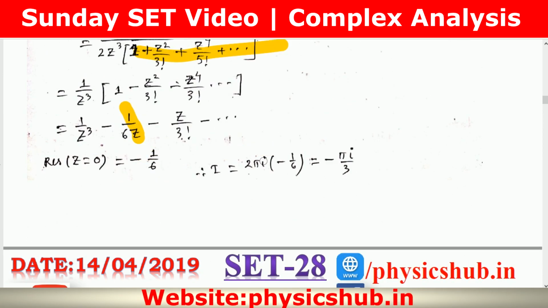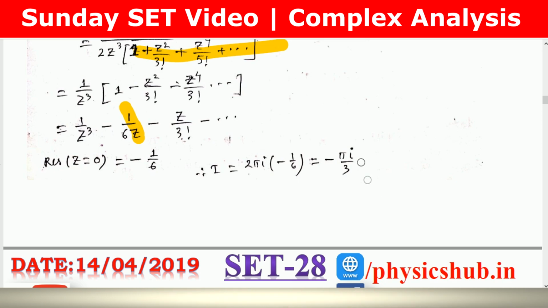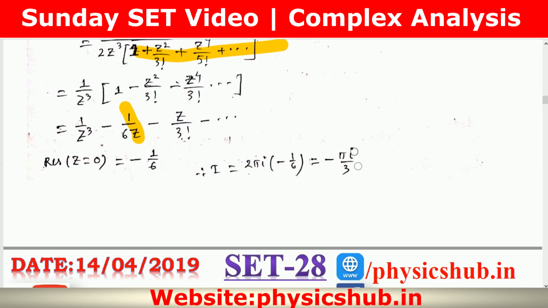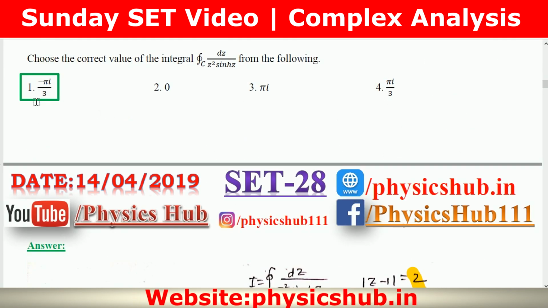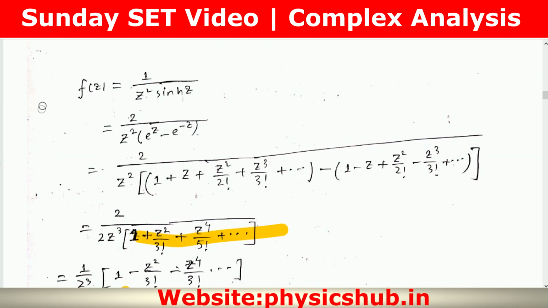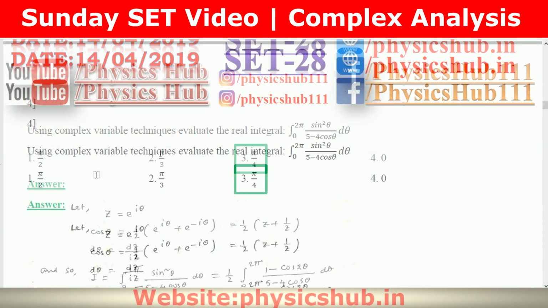Therefore the integration I equals 2πi times -1/6, that is equal to -πi/3, and it is matching with option 1. So option 1 is the correct option. Moving on, question number 4.